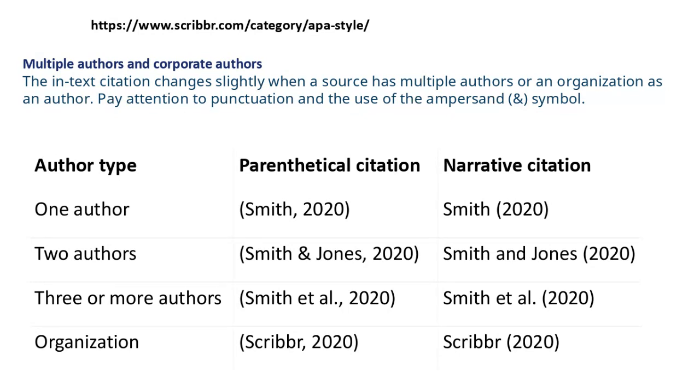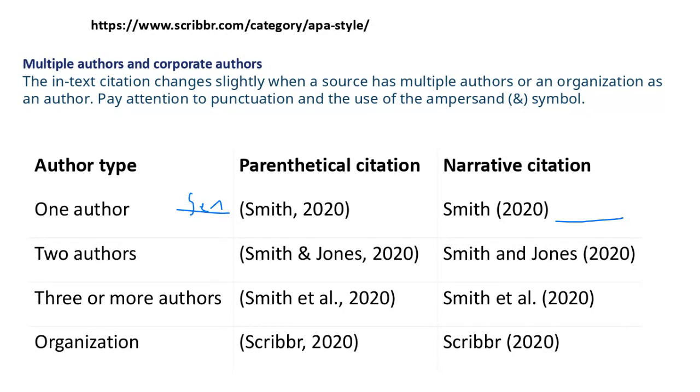So if you have one author, parenthetical citation, this is when you have a sentence, and then you have the bracket here, Smith 2020, and then narrative citation, Smith 2020, and then you have the sentence. Two authors, and then you have parenthetical, Smith and Jones, and then three or more authors.